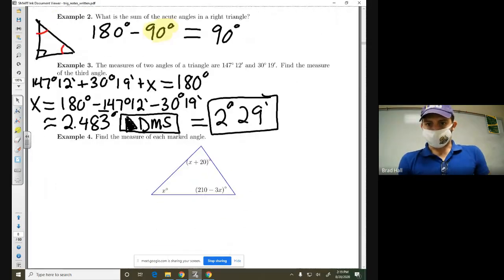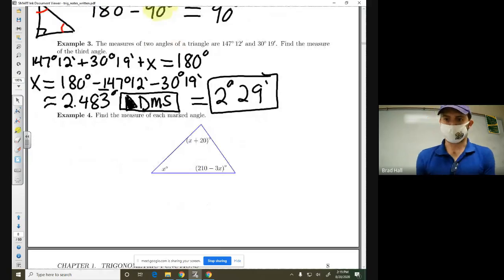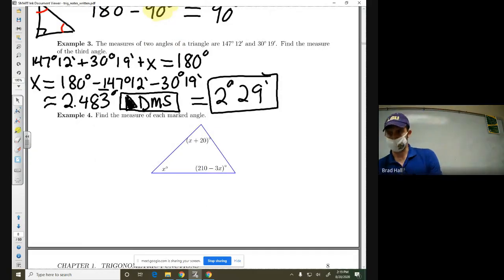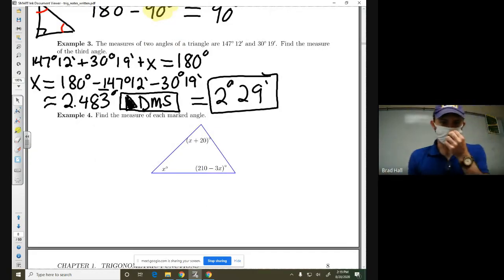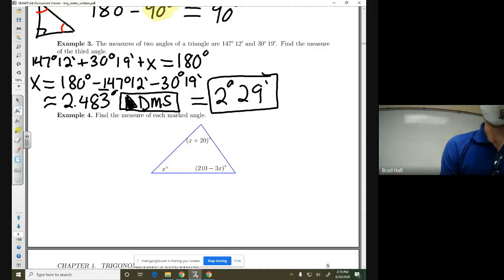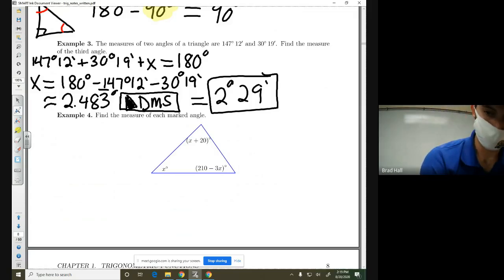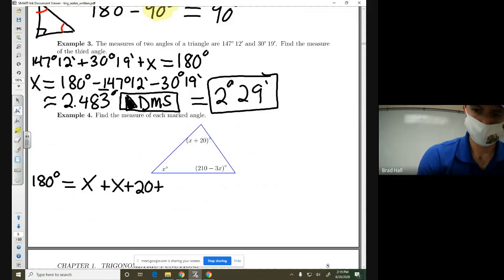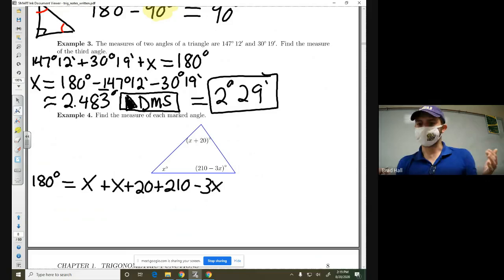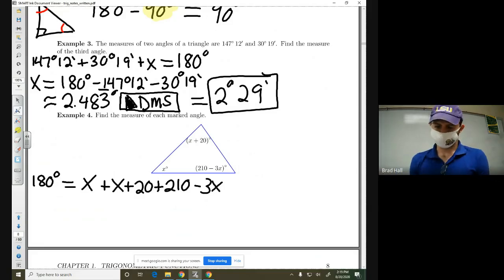All right, example 4. This is a pretty standard problem. Find the measure of each marked angle, and we have a triangle. So we know something very interesting about the angles in a triangle. The angles add up to give you 180 degrees. So here, x is one of them, x plus 20 is another one, and 210 minus 3x is another one. That's us adding all 3 of these angles together, just like that.